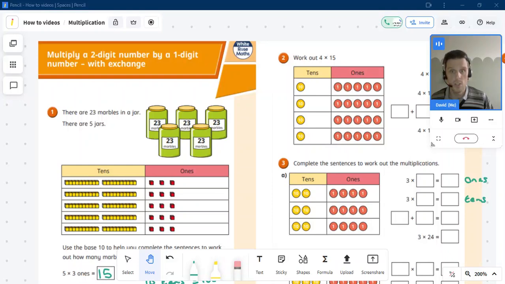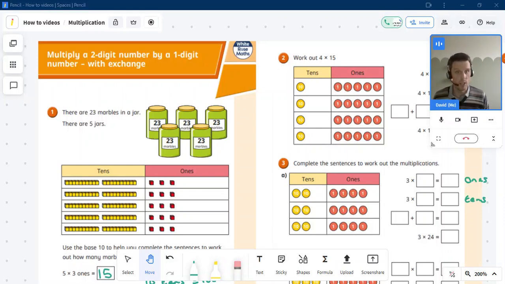And we've got 1, 2, 3, 4, 5 rows. So it's 32 times 5. Going to partition that 32 into 10s and 1s. So 30 times 5 is 150, which you can count on here. And 2 times 5 is 10. So 150 plus 10 is 160. So 32 times 5 is the same as 160.